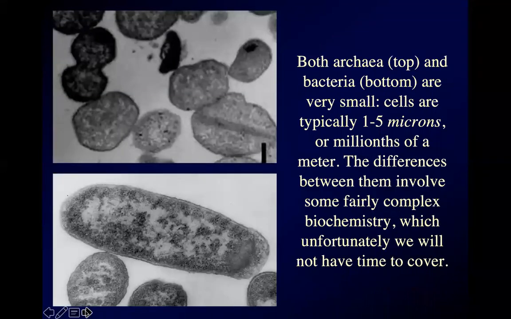Seen with a transmission electron microscope, you have bacteria on the bottom. Those are archaea on the top. They're both very small. We measure small things in microns, and a micron is 1/1,000,000th of a meter. It's also called a micrometer, but we often just say micron.